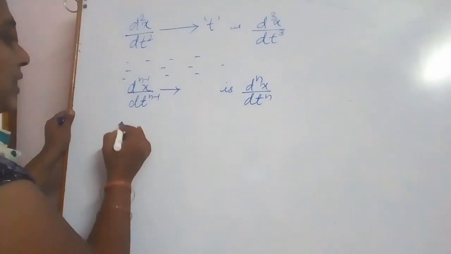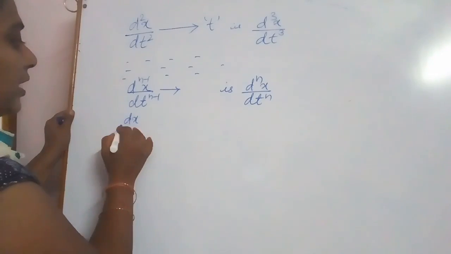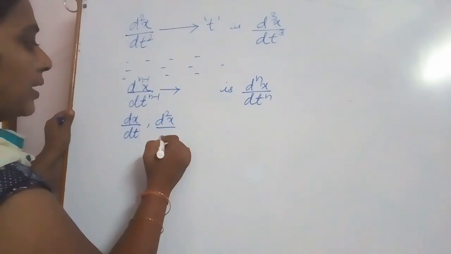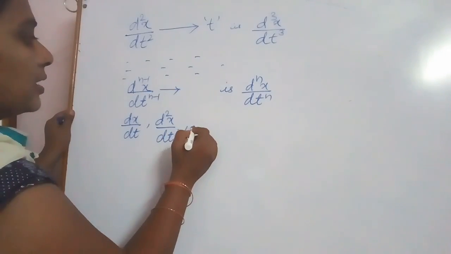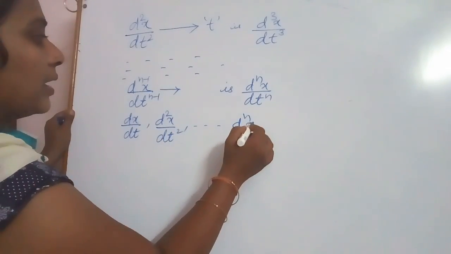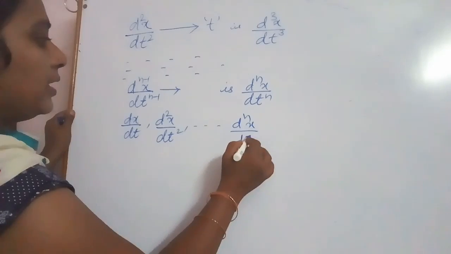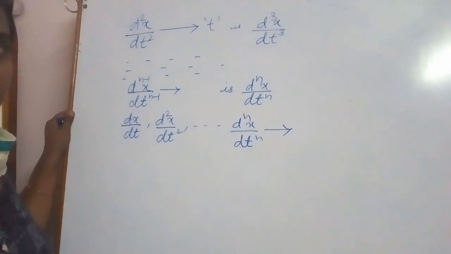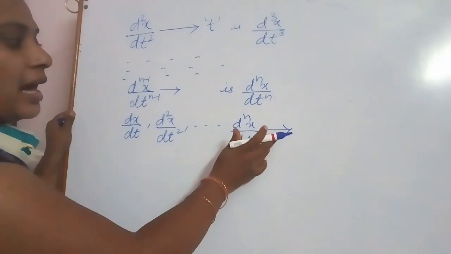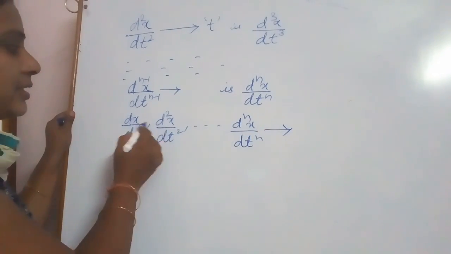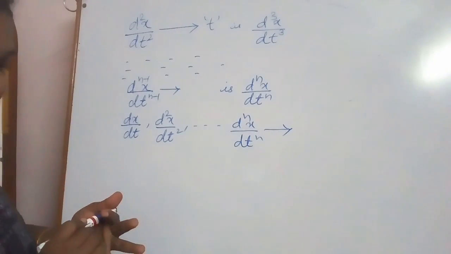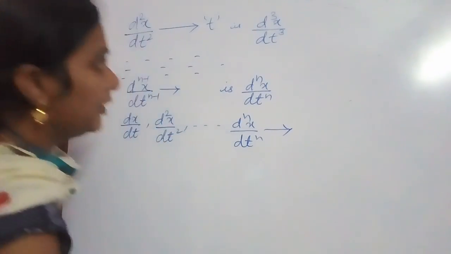Here the values of dx by dt, d square x by dt square, and so on up to d power n x by dt power n are all rates of change with respect to the time t. Here x is the dependent variable, t is the independent variable. This is the derivative definition.